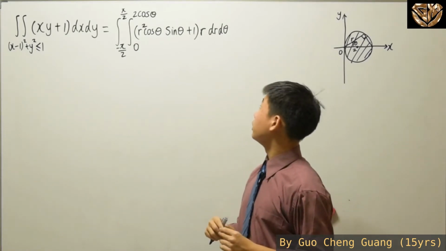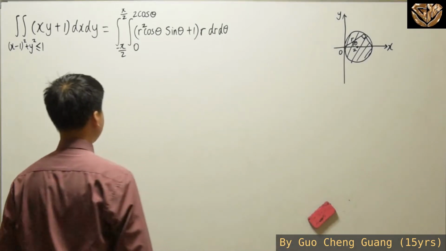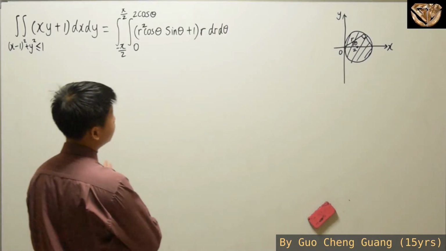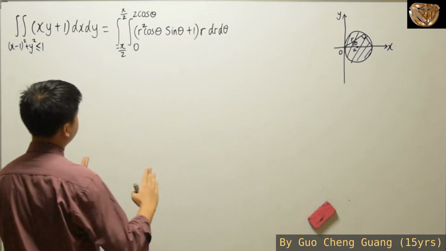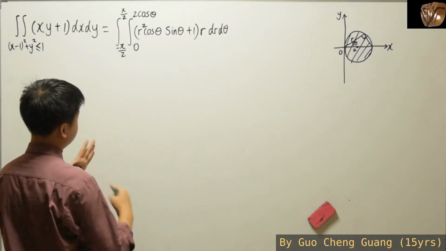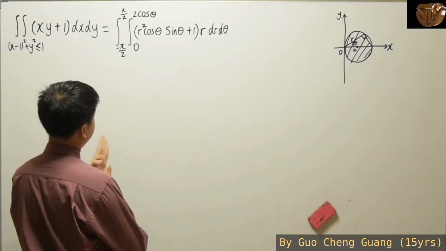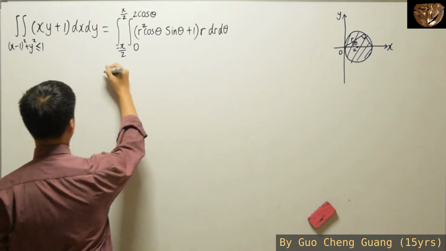And here we could start integrating. Now we take a look at this: r extends from 0 to 2 cosine theta, and then with each of these straight lines from your origin, you sweep them from negative half pi to positive half pi. So that is how this is going to work.